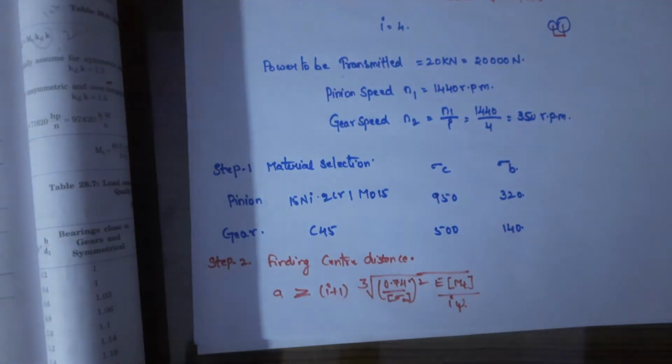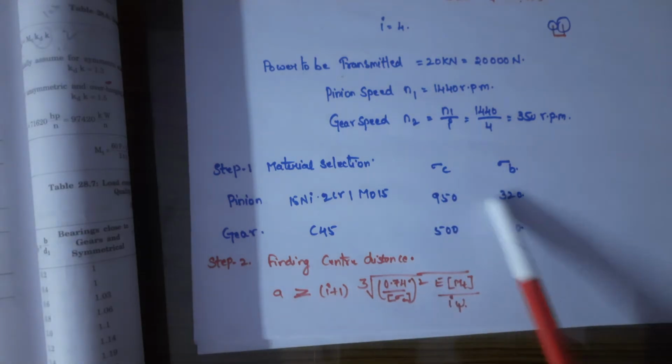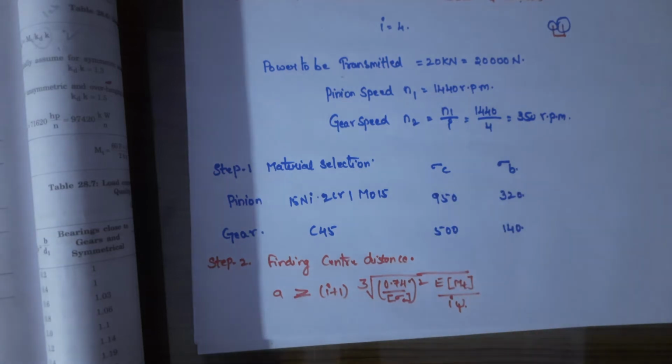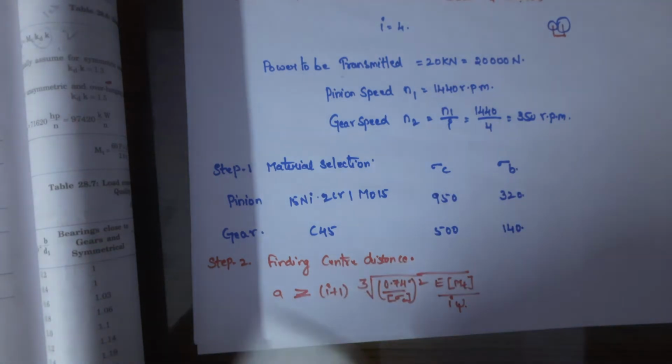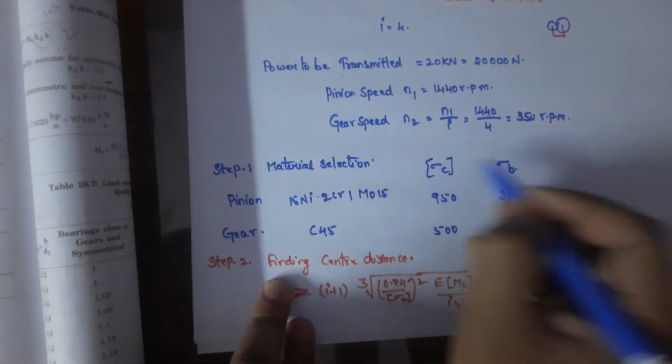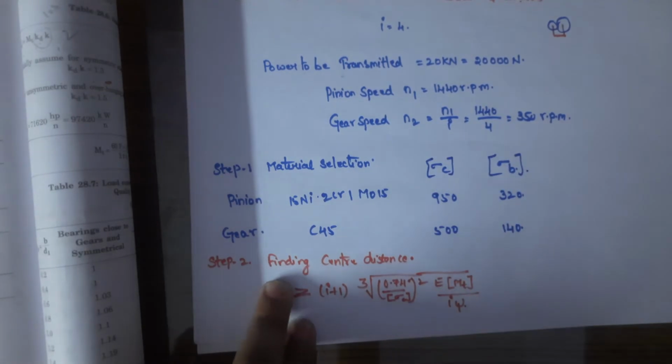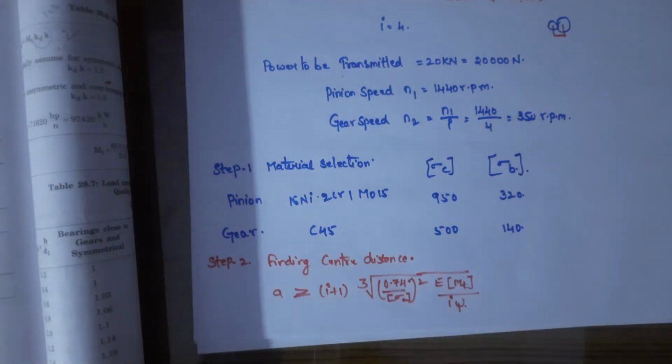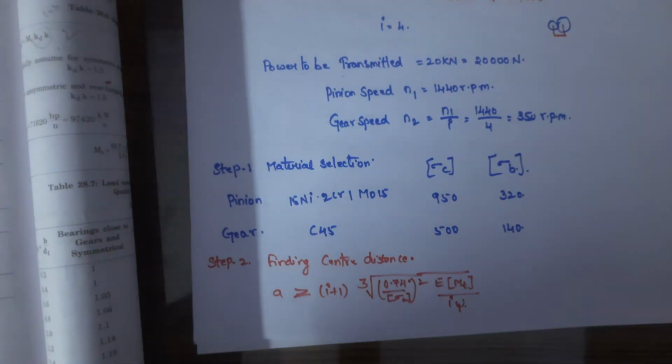Here i is nothing but your transmission ratio that we have already got in the question itself, and sigma c is your crushing stress that is taken from the material selection itself. Remember to keep the brackets. Brackets indicate the design value, and without brackets means the calculated value. The calculated value is different from the design value. Let me explain it later.